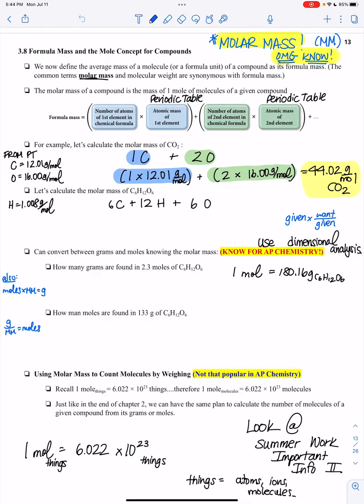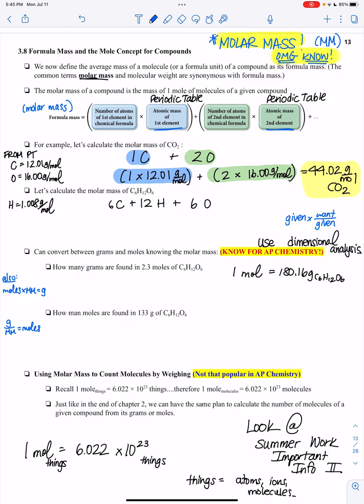Now we define the average mass of a molecule of a compound as its formula mass. The common term we use is molar mass, which is the mass of 1 mole. The way that we calculate this formula mass, or molar mass, is I take the number of atoms of the first element and multiply it by the mass from the periodic table of that first element. And then I add that to the number of atoms of the second element multiplied by its molar mass on the periodic table, and so on for however many elements there are in the compound.